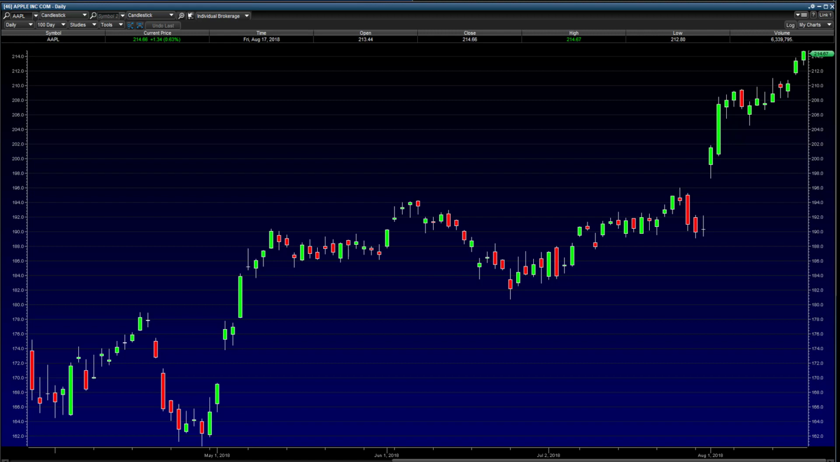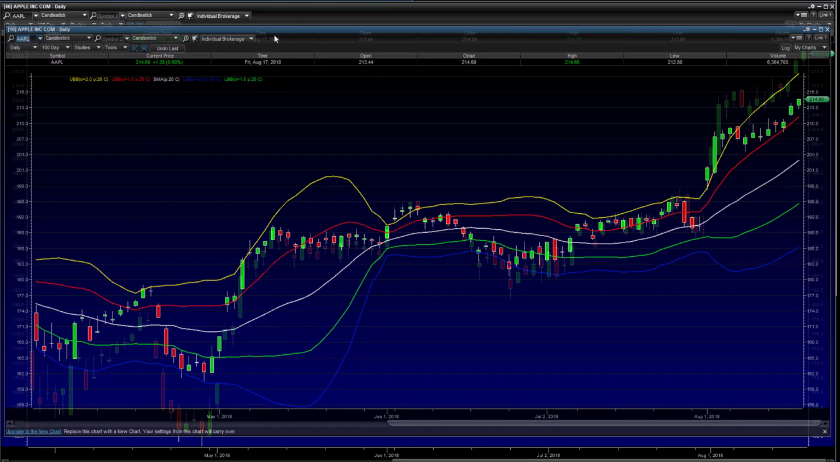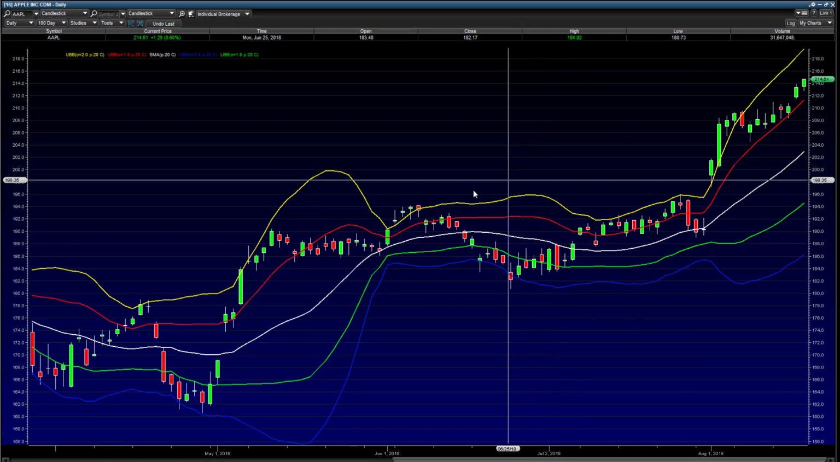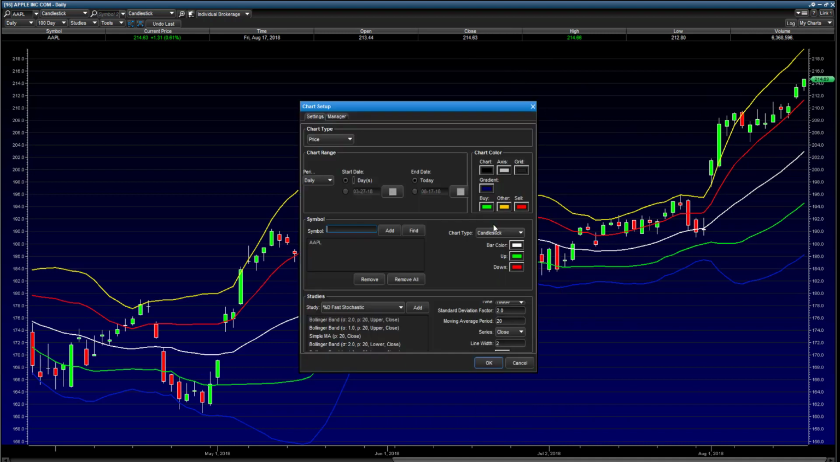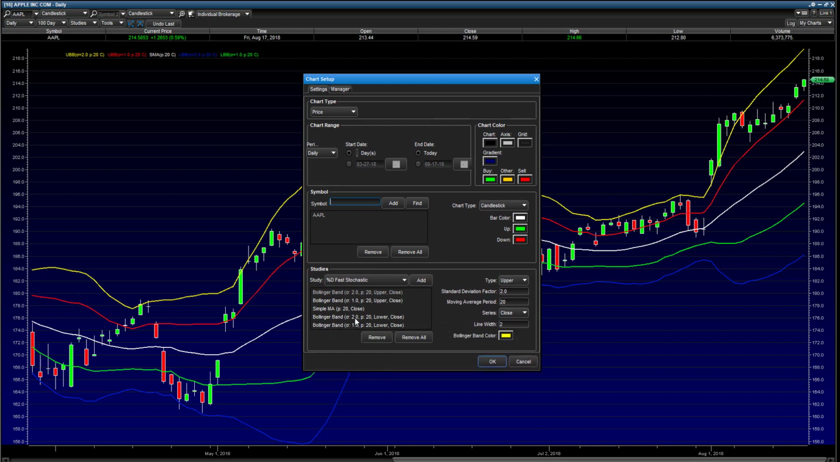So I'm going to move up another chart over here. Instead of drawing them all on here, for the sake of time on a video, we'll show you the settings. Alright, here's what it should look like, and I'm going to go to settings, and we're going to cover what every one of these are. So there's no questions, there's 4 Bollinger Bands and 1 simple moving average.